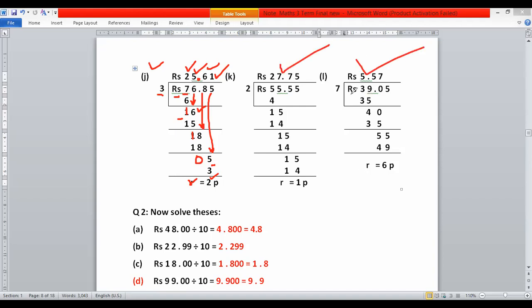Look at this part. Rs 39.05 divided by 7. So first of all, we take the first digit. The first digit is 3, that is less than 7. Therefore, we take two digits. When we take two digits, it means we are taking 39. So we divide 39 by 7 first.